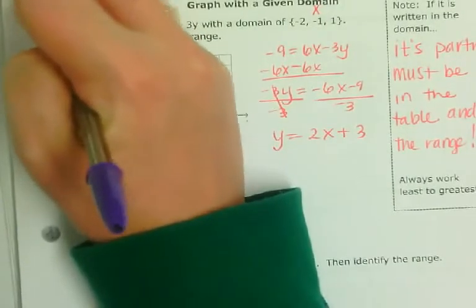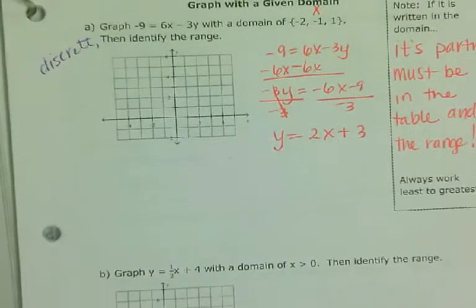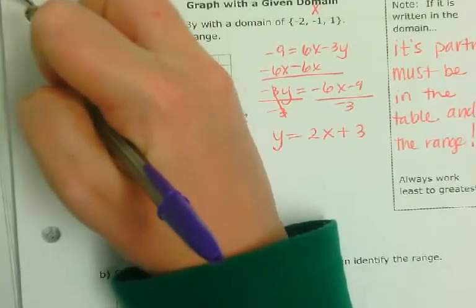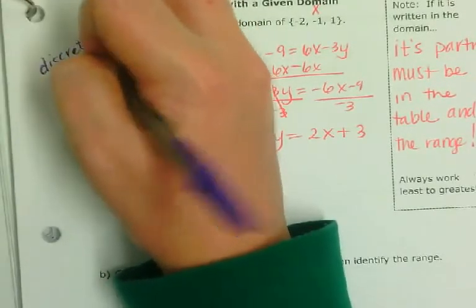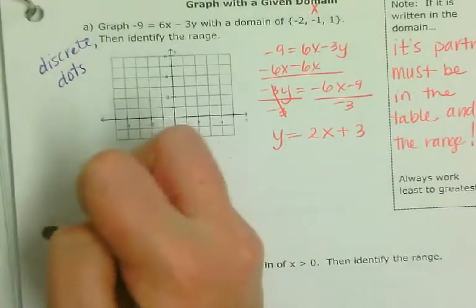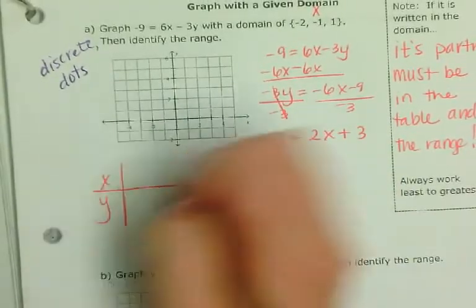This is discrete, which means on a graph, what is it going to look like? Dots, okay? The biggest mistake on this lesson is little things. Y'all tend to mess up on a lot of little things with this, so you've got to be really careful. So what we need is a table. So we're going to create a table down here.